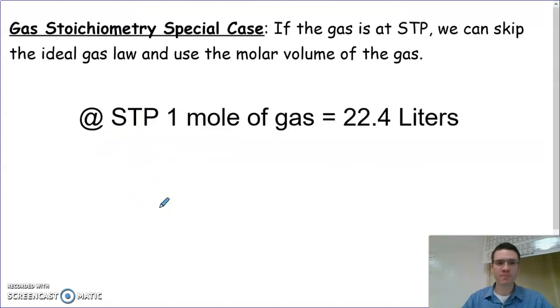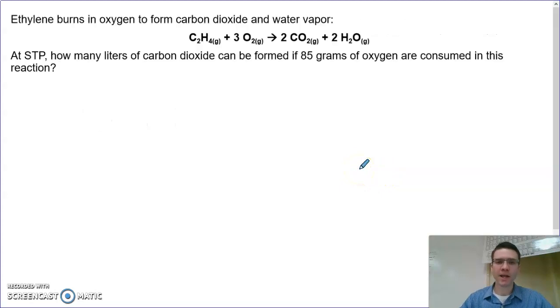So I want to show you that here. This is a special case. Only if the gas is at STP, we can skip the ideal gas law. And from the ideal gas law, this number comes from the ideal gas law. We can use the molar volume of a gas to do our conversion. So it would look like this.